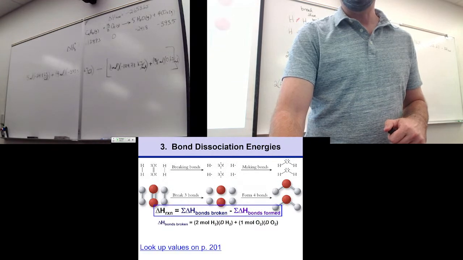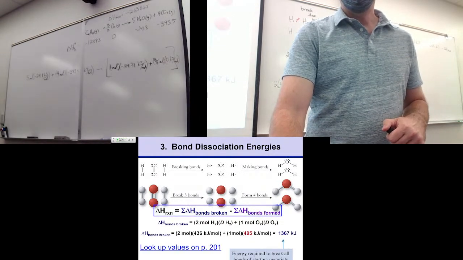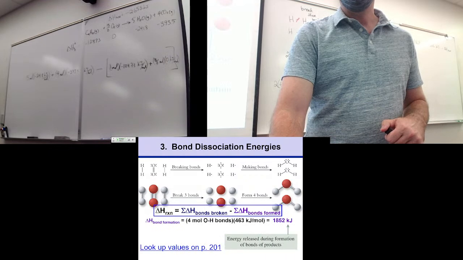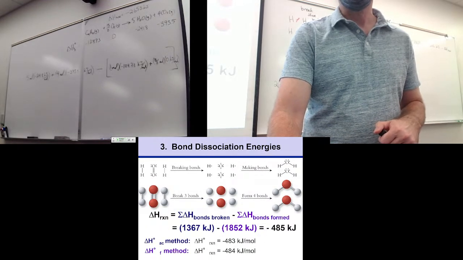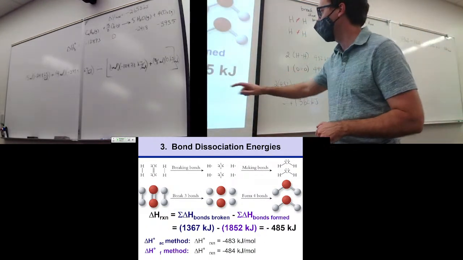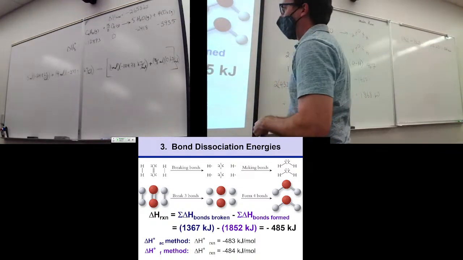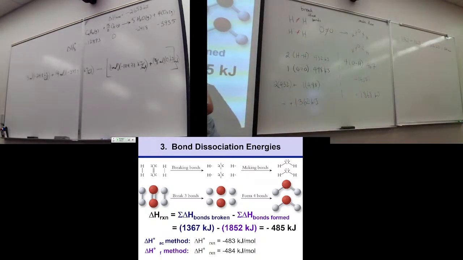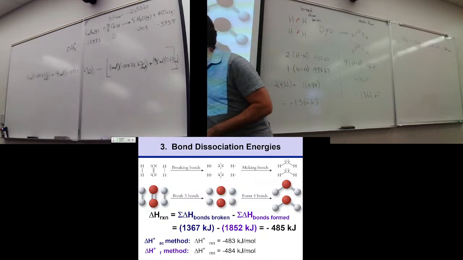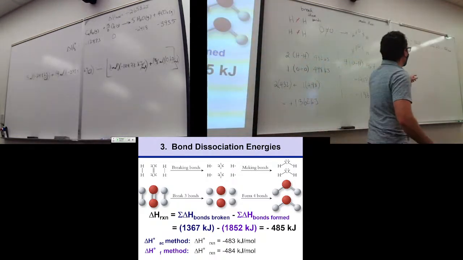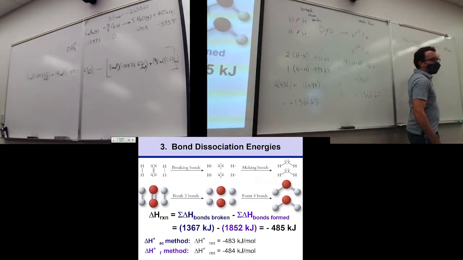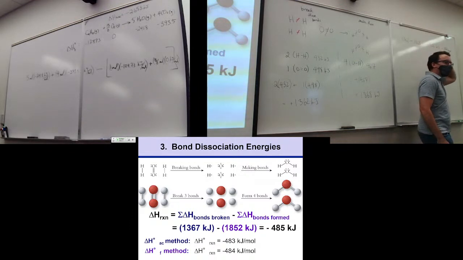So if you look at, hold on a second. They used a different table than I did, so they got a slightly different number. But if you use a delta H formation method, you'll get minus 484 kilojoules. So that's a little different, but it gives you a good idea. So it's better than nothing.